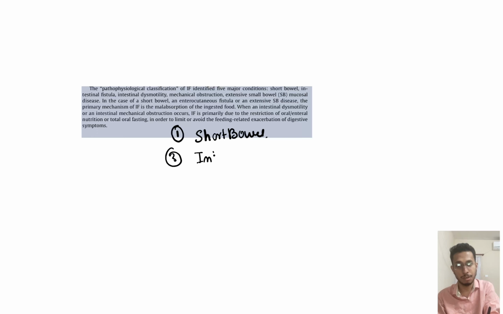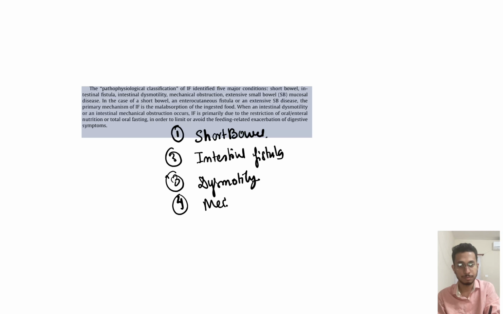Besides this classification, this ESPEN guideline has mentioned about pathophysiological classification also. In pathophysiological classification, they have said about conditions that cause intestinal failure, for example, short bowel, which is the most common cause, as well as intestinal fistula, dysmotility, any sort of mechanical obstruction which is not leading to absorption of macronutrients. Okay. So, these are the pathophysiological causes of intestinal failure.